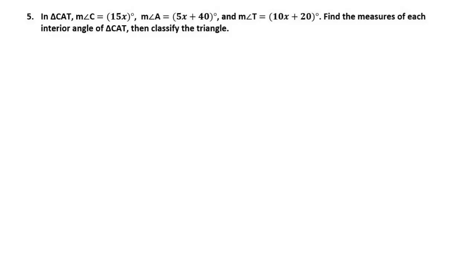So we are going to start with problem number 5. It says in triangle CAT, the measure of angle C is 15x degrees. The measure of angle A is 5x plus 40 degrees, and the measure of angle T is 10x plus 20 degrees. Find the measures of each interior angle of triangle CAT, then classify the triangle.